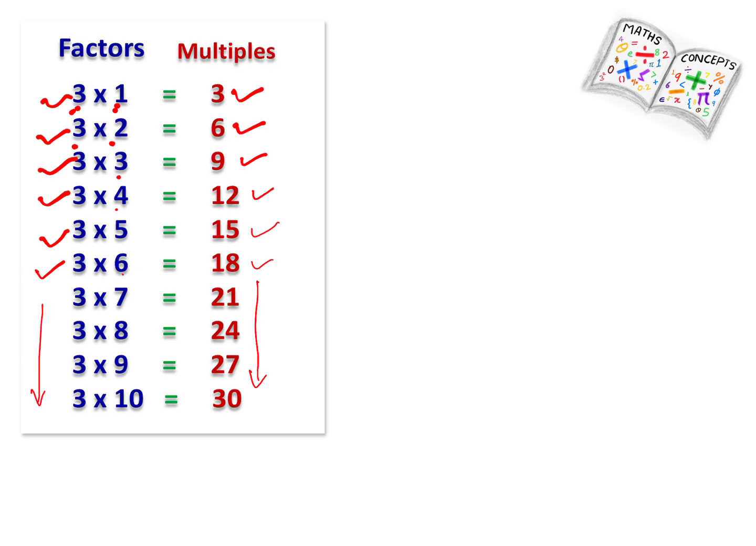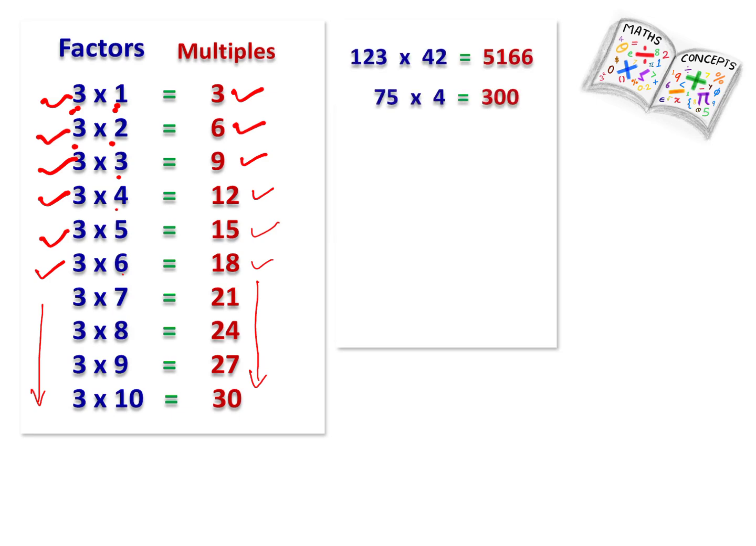Okay, now this does not apply to tables only. You can pick any two random numbers, you can multiply them, and the result is called multiple, whereas the two numbers are called factors. Here I have taken two examples. First one is 123 into 42 equal to 5166. So 5166 is multiple of 123 and 42, and 123 and 42 are factors of 5166. Similarly, 75 and 4 are factors of 300, and 300 is multiple of 75 and 4.